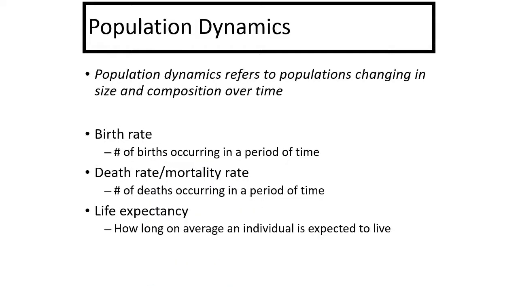So population dynamics refers to populations changing in size and in composition over time. The birth rate, or natality, is the number of births occurring in a period of time. And then we have the death rate, or mortality, which is the number of deaths occurring in a period of time. And then, of course, we have life expectancy, how long on average an individual is expected to live.